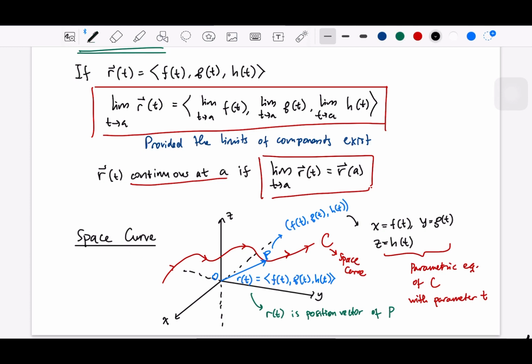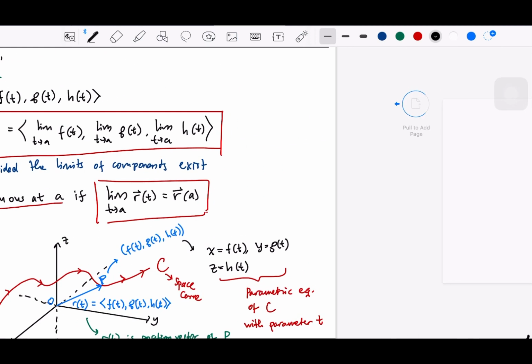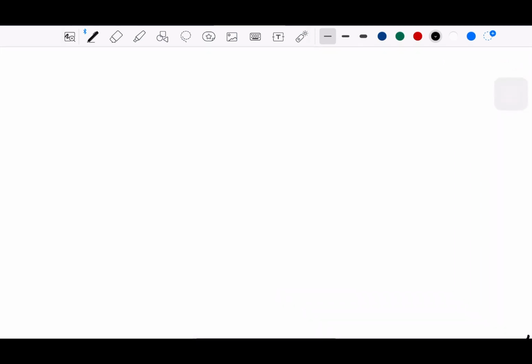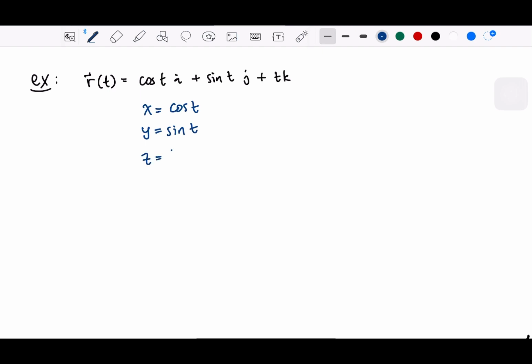A quick example on how we draw the curve. Just a quick example. So suppose that we have r that is defined by this equation. So from our parametric equations, we have x equals cosine t, y equals sine t, and z equals t, right?